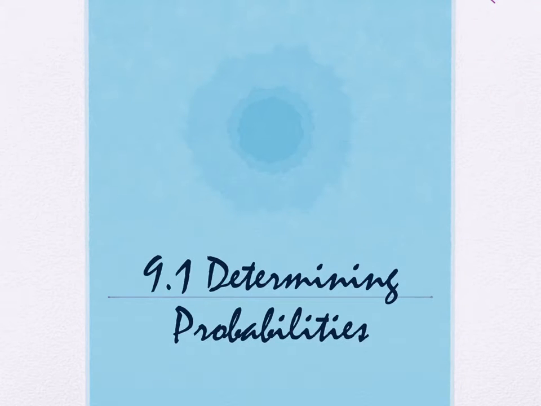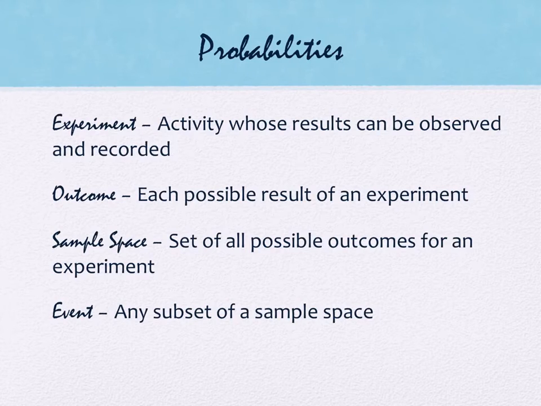Section 9.1, Determining Probabilities. We are going to start our discussion today of probabilities. You're going to see different pieces in this chapter come up again from what we did in the fractions chapter, and from what we did in the decimals chapter. So both of those play heavily into this chapter's information. To start with, we're going to talk about what probabilities are, and we need a little bit of vocabulary in order to do that.